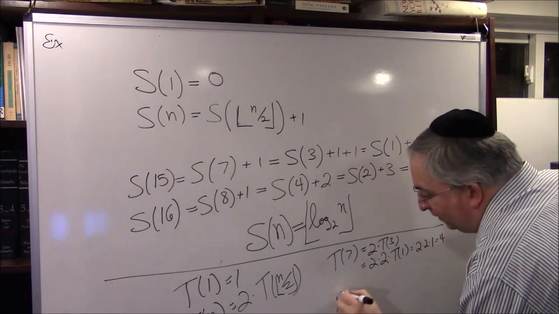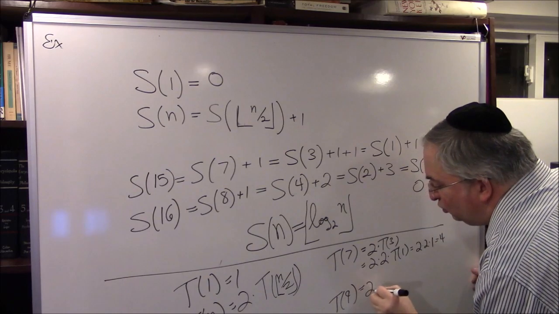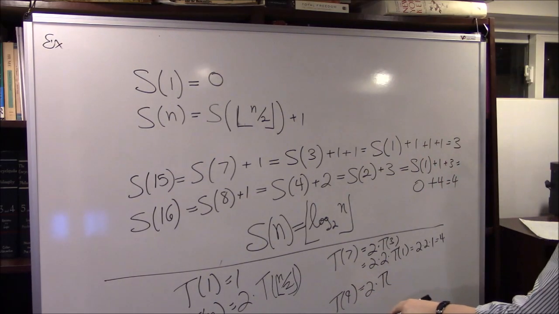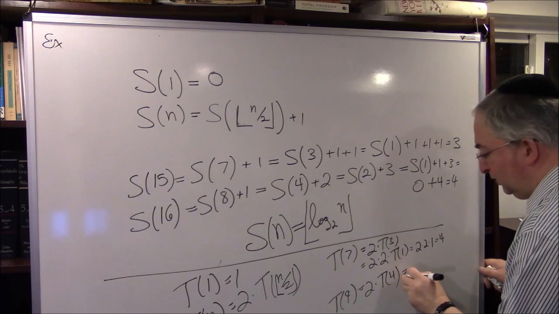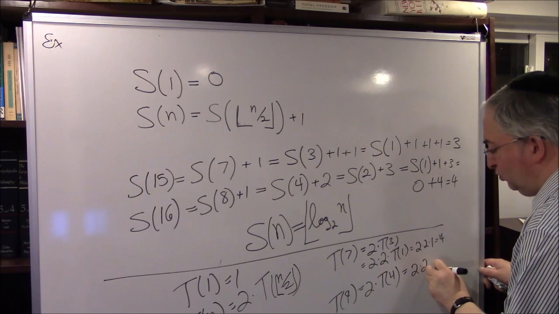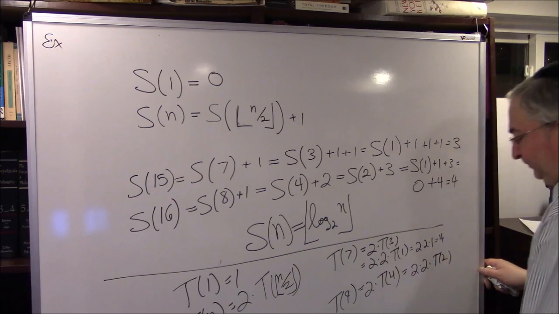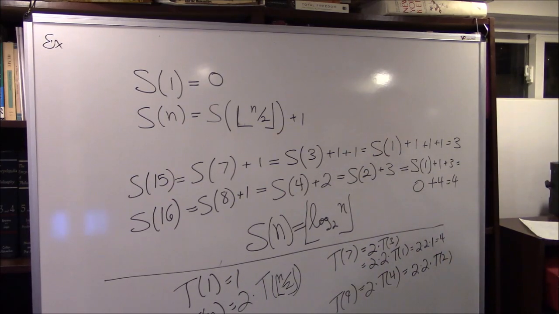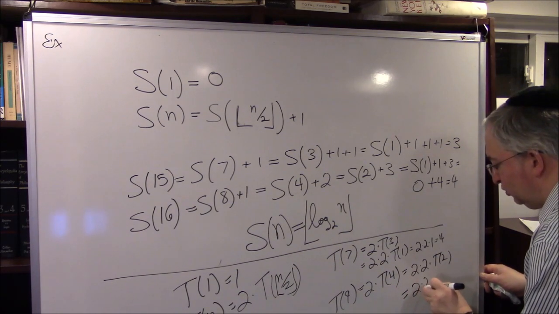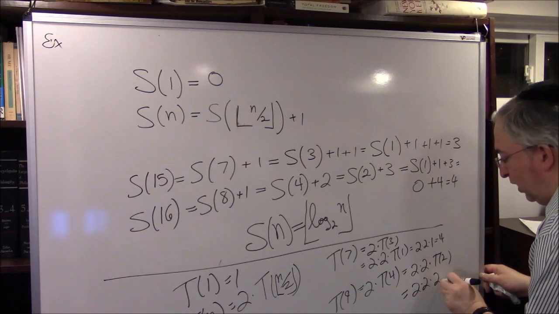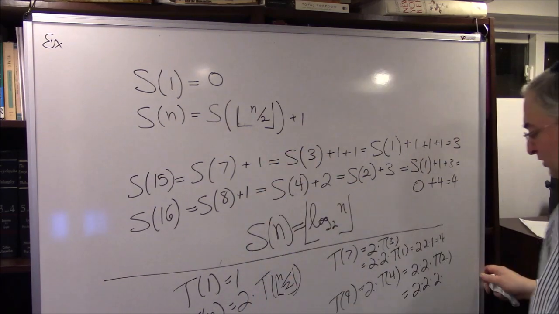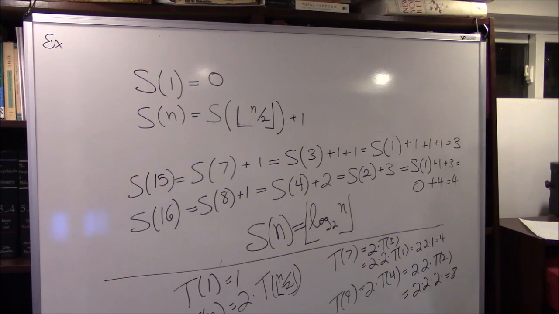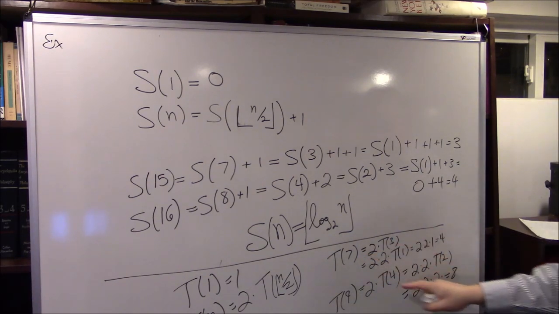Let's do T of 9. T of 9 is equal to 2 times T of 9 divided by 2, which is 4.5. Floor is 4. Okay, T of 4 is equal to 2 times T of 2, and T of 2 is equal to 2 times T of 1. T of 1 is 1. So we stop there. So that's equal to 8. Okay, T of 7 is 4. T of 9 is 8.